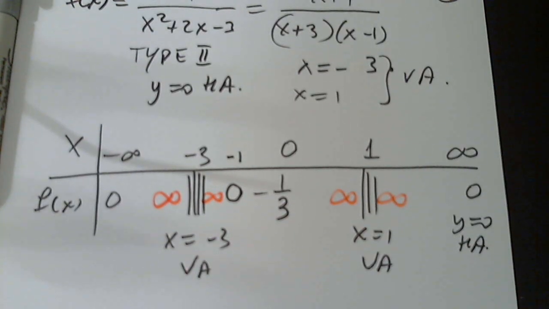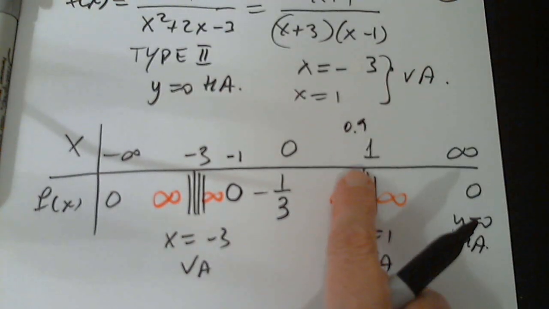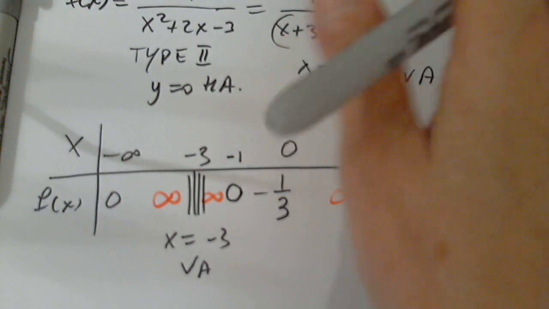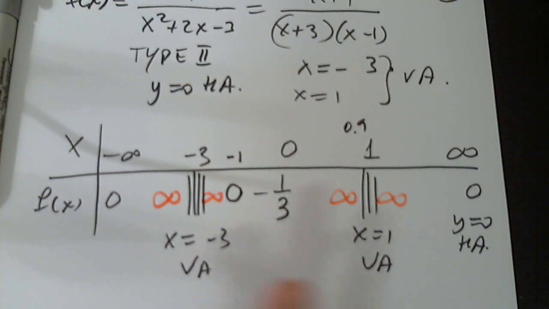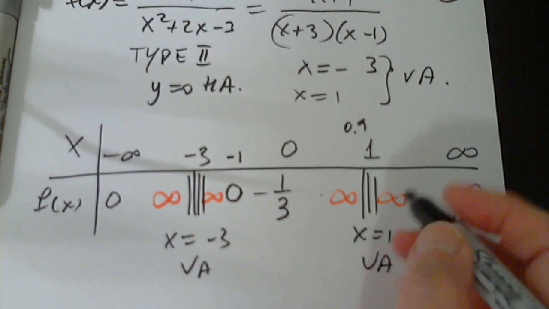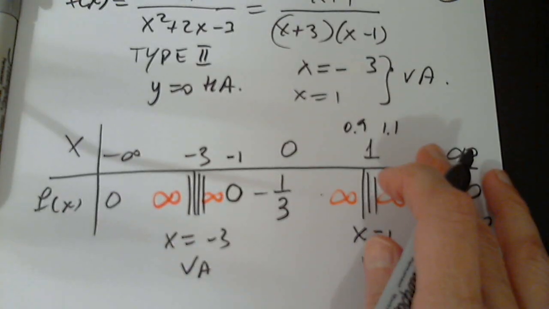But I don't know the sign. So I'll have to plug in 0.9. Notice that I put them so high up that I'm not going to use them. I'm only using them to find the sign. I'm not going to plot those.